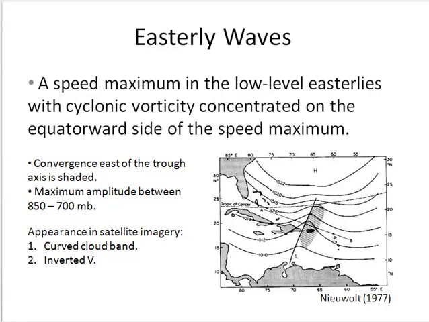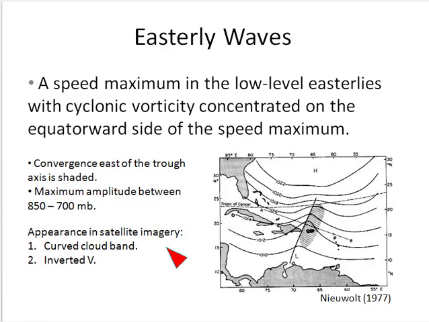The wave exists along an inverted trough, such as is depicted right here, with surface divergence ahead of or west of the wave, and surface convergence, as is shaded right here, behind or east of the wave. This is typical in the western Atlantic. However, this divergence-convergence pattern varies. For example, over the West Pacific and on occasion in the Atlantic basin near the African coast, the opposite occurs. The greatest amplitude is usually between 850 to 700 millibars. The surface wind direction changes from northeast to southeast with the passage of a wave.